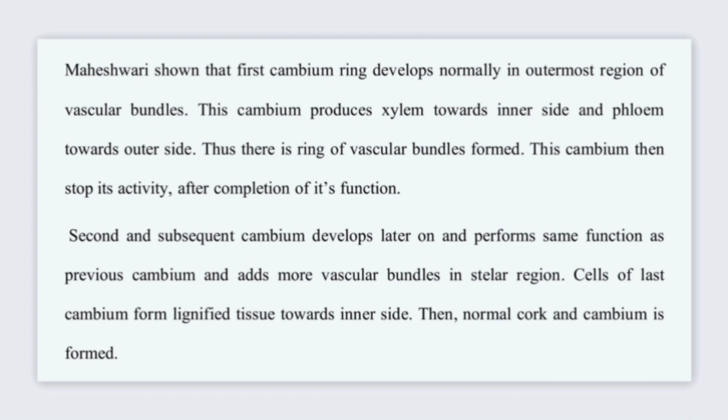Second and subsequent cambium develops later on and performs same function as previous cambium and adds more vascular bundles in the extrastelar region. Cells of last cambium form lignified tissue towards inner side. Then, normal cork cambium is formed.